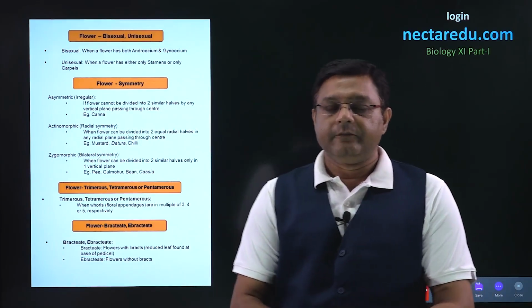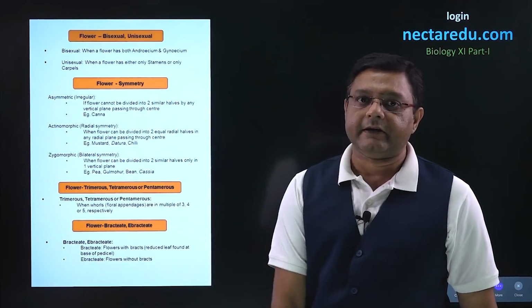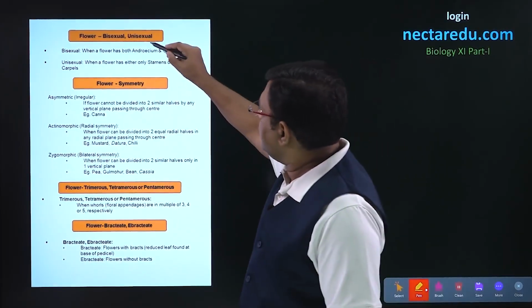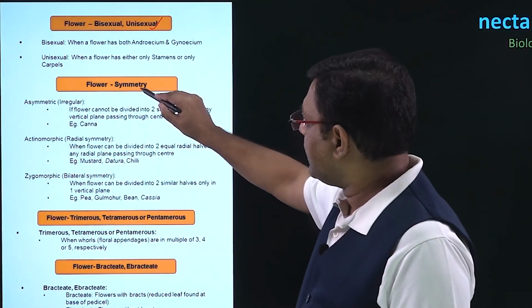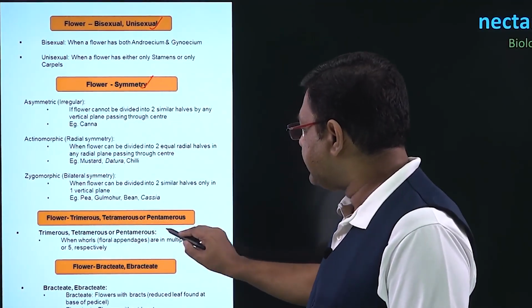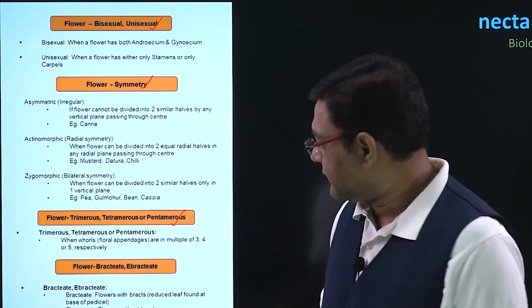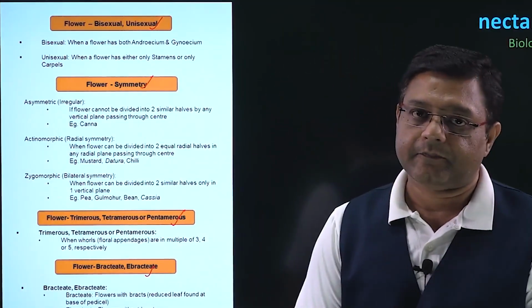In this particular video, we will look into different terms associated with flower. We will look into bisexual and unisexual flowers. We will look into the symmetry of flower. Then trimerous, tetramerous or pentamerous conditions, and finally the bracteate and ebracteate condition.